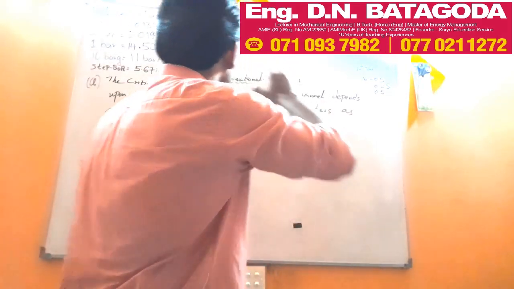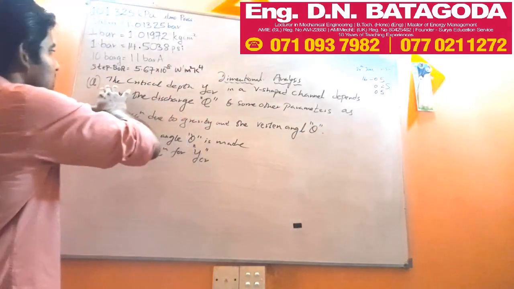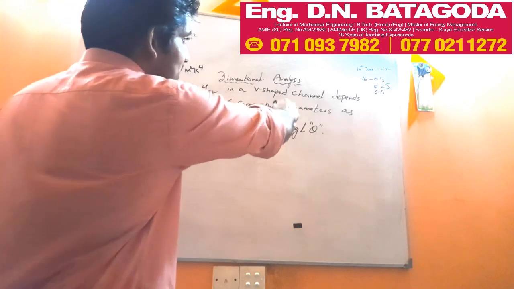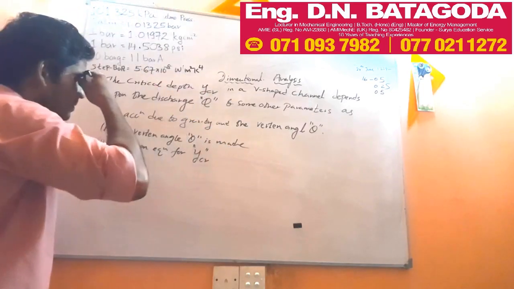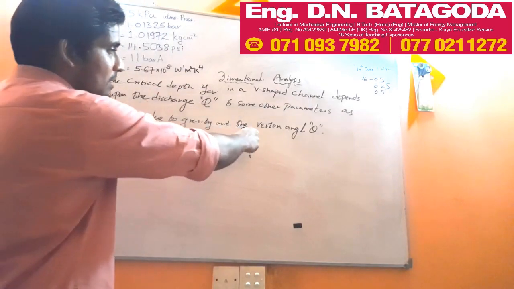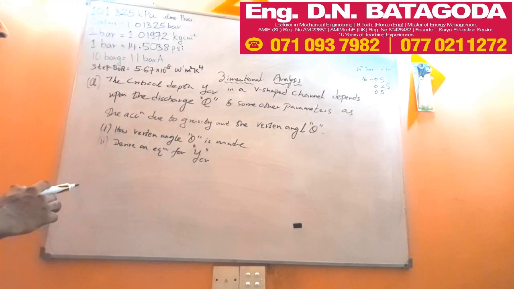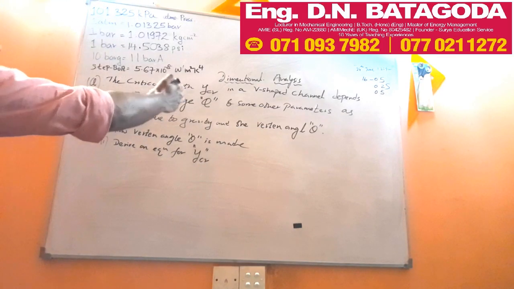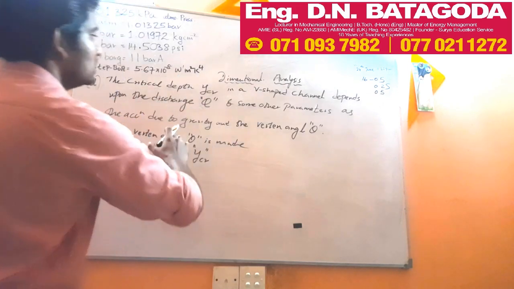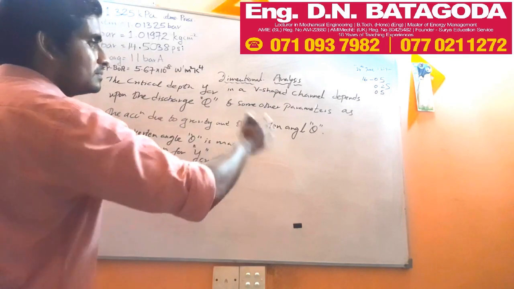Okay, right. So now let's solve this problem. Now this is actually related with dimensional analysis. So now it says that the critical depth Ycr in a V-shaped channel depends upon the discharge Q and some other parameters such as acceleration due to gravity and vertex angle theta. That's the problem.